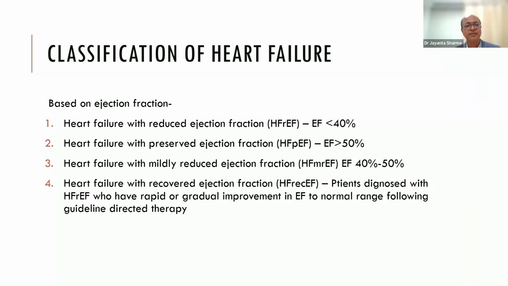The fourth variety is heart failure with recovered ejection fraction. That means the patient was initially diagnosed with a reduced ejection fraction, and after that has a rapid or gradual improvement in ejection fraction to the normal range following management or guideline-directed therapy. That is the fourth variety of the heart failure classification.